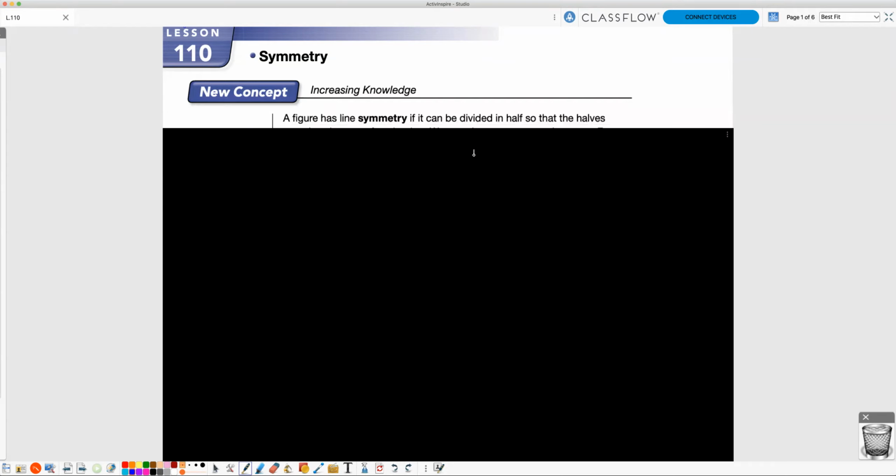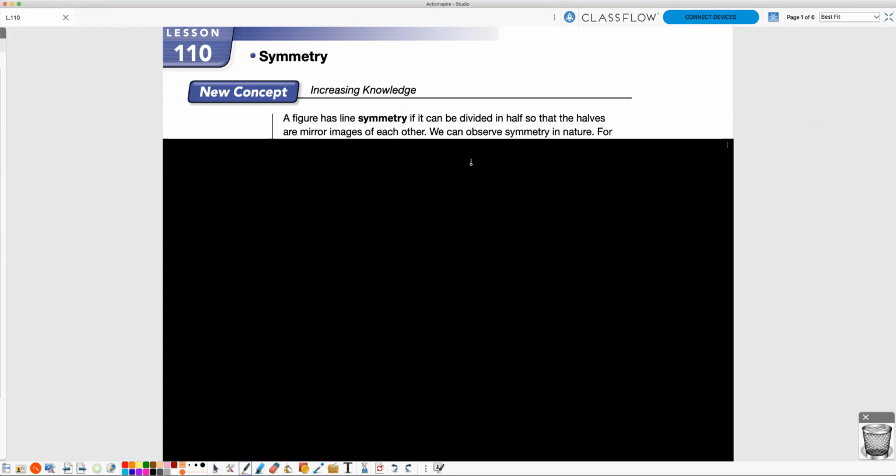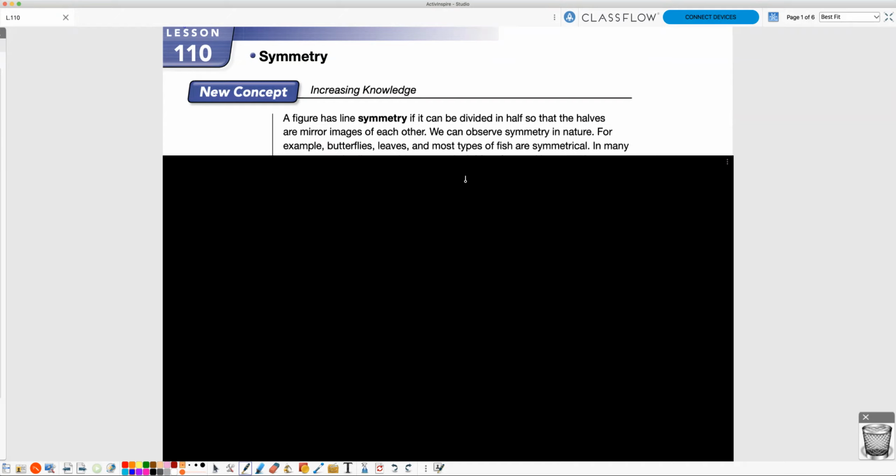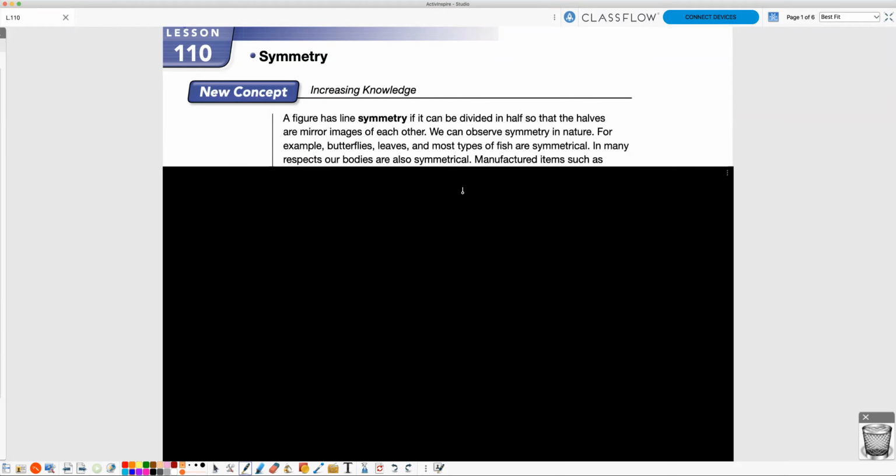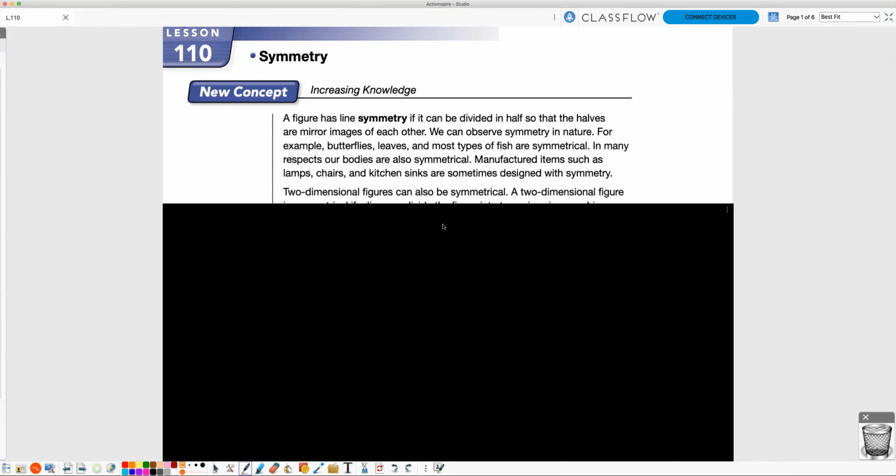It's a new concept. A figure has a line of symmetry if it can be divided in halves so that the halves are mirror images of each other. We can observe symmetry in nature. For example, butterflies, leaves, and most types of fish are symmetrical. In many respects, our bodies are also symmetrical. Manufactured items such as lamps, chairs, and kitchen sinks are sometimes designed with symmetry.